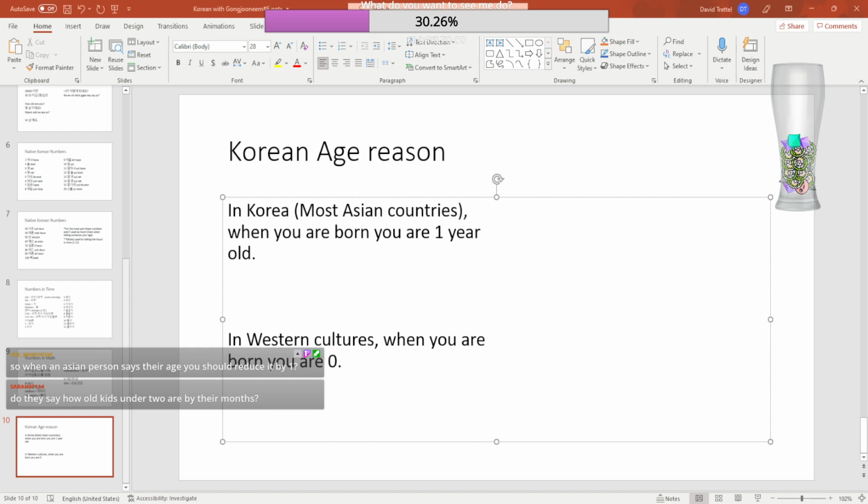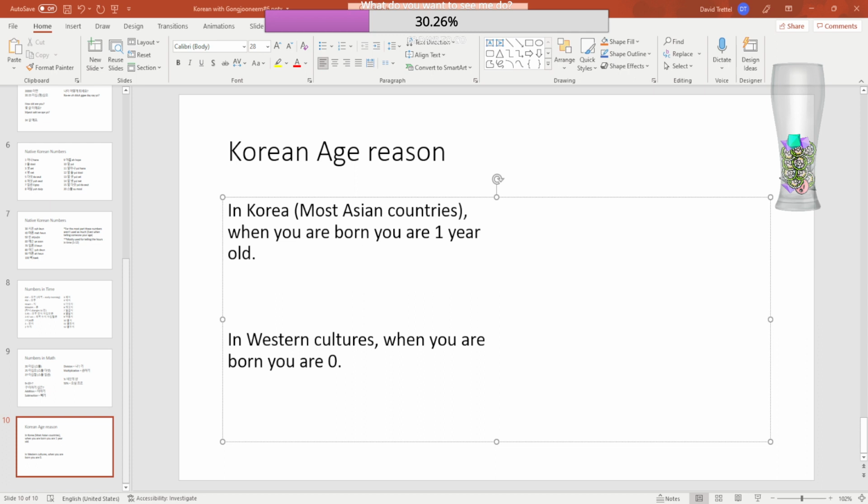So when an Asian person says their age, you should reduce it by one. I think it depends. If anything, to make it clearer, you should ask them what year they were born. So, do they say how old kids under two are by their months? No. So, if it's under two, it's just like, you're born at one. The second year, you're already two. Well, actually, technically, their first year is two. So, they don't count it by months.